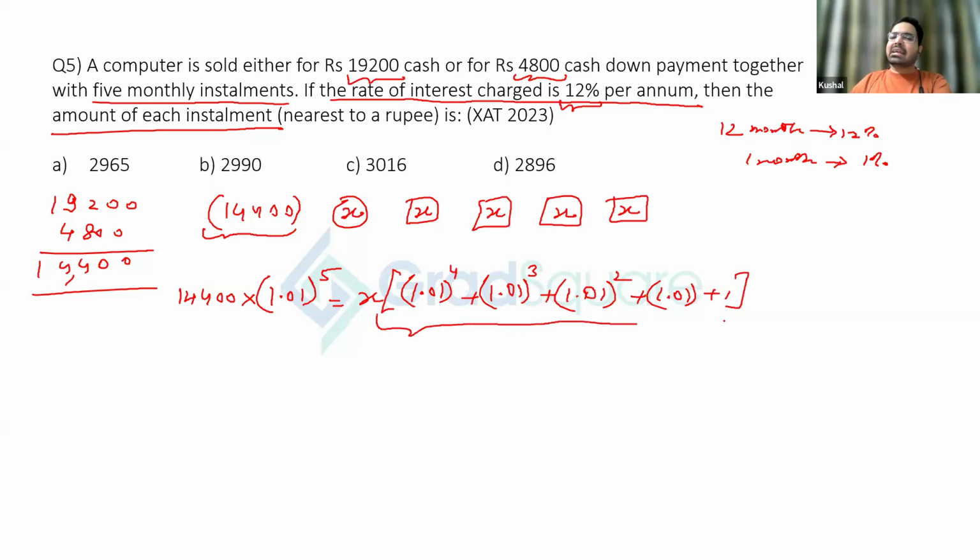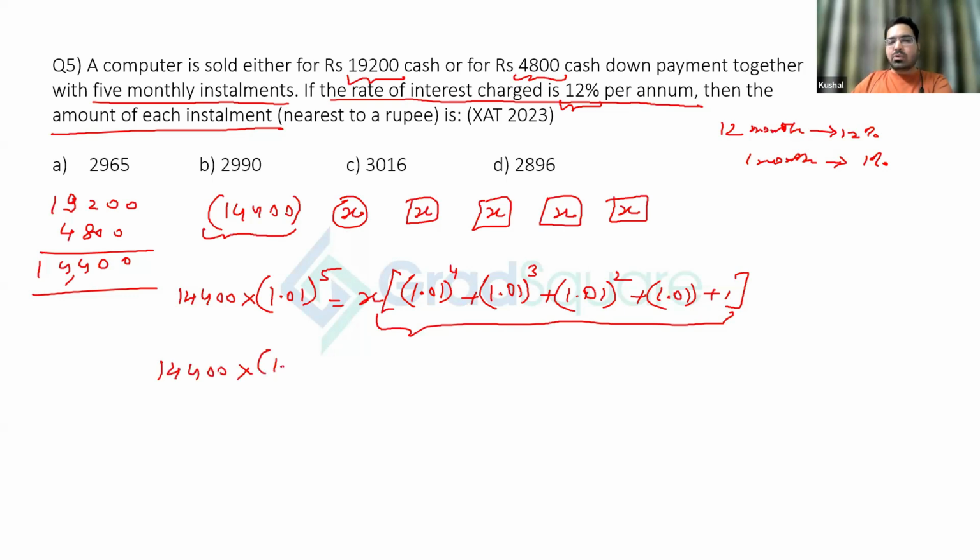Now, I want you to observe this a little carefully. You will realize this bracket is actually turning out to be a geometric progression. So you can use the formula of geometric progression addition, and you should be able to find the value of this bracket as well. That is also not going to become challenging for you because you will have your calculators available with you.